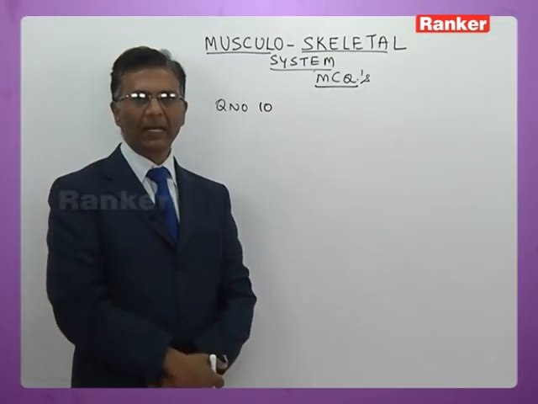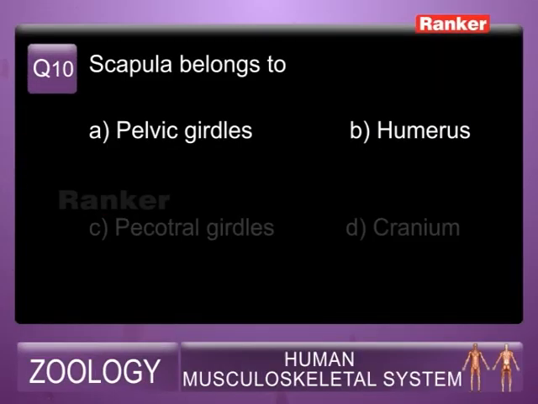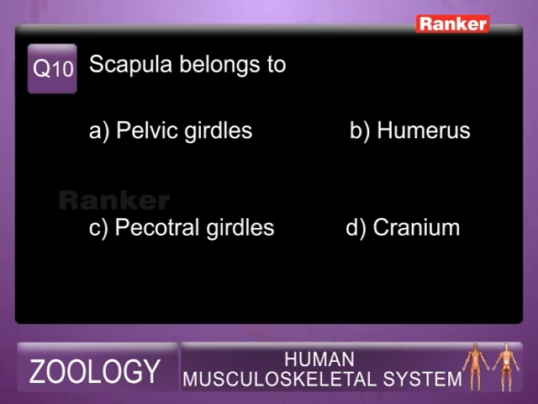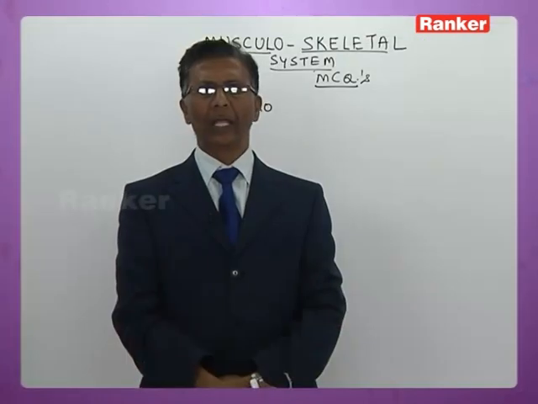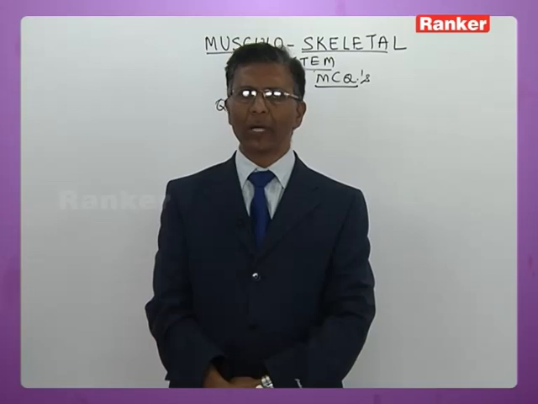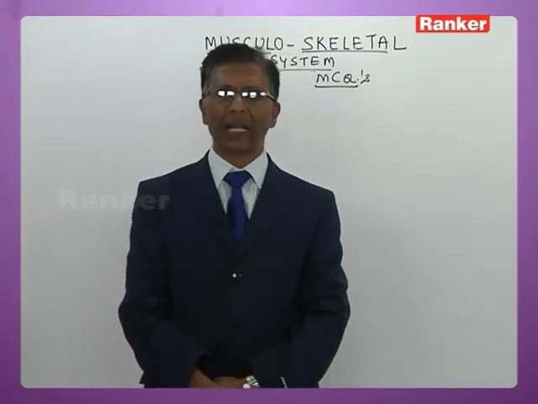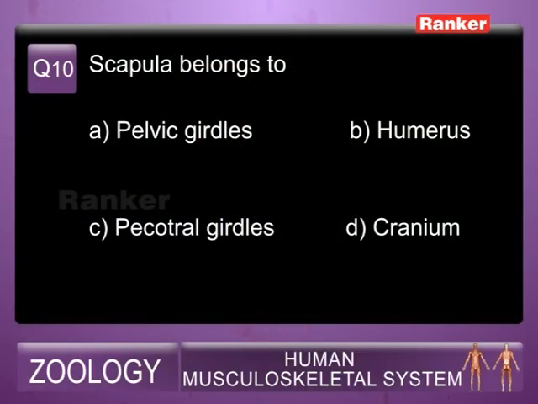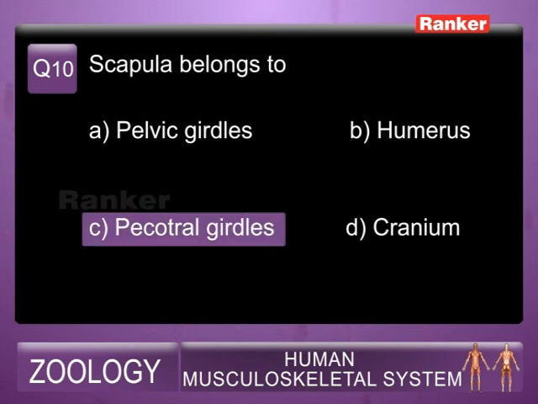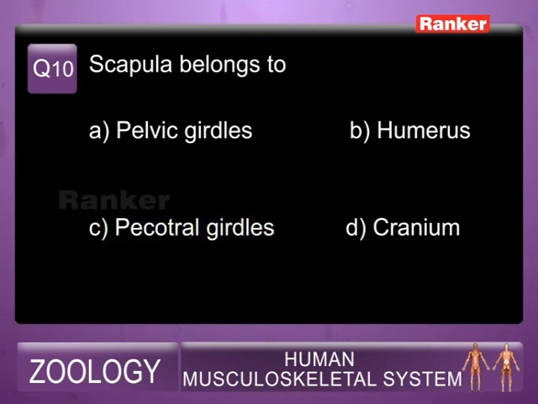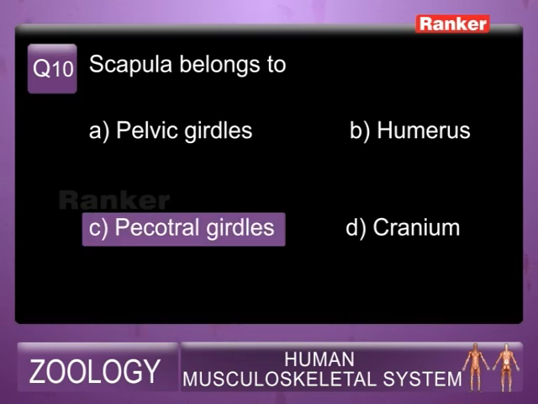Now question number 10 is before you. Students, I shall read out for you. The scapula belongs to A pelvic girdle, B humerus, C pectoral girdle, D cranium. In human being, pectoral girdle consists of only 2 bones. One is scapula, the other one is clavicle. So the answer here is C, pectoral girdle. So for 10th question, answer is C, pectoral girdle.